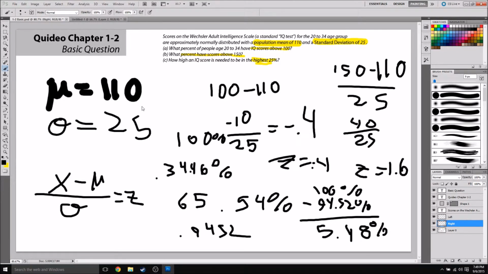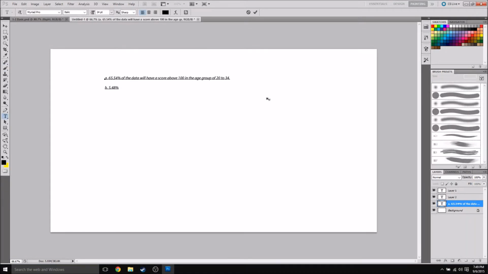So 5.48% will be above a score of 150. We come over here and write that in: 5.48% of the people from ages 20 to 34 will have a score above 150 in the IQ test. Alright, so part B is done. Now let's go on to C.